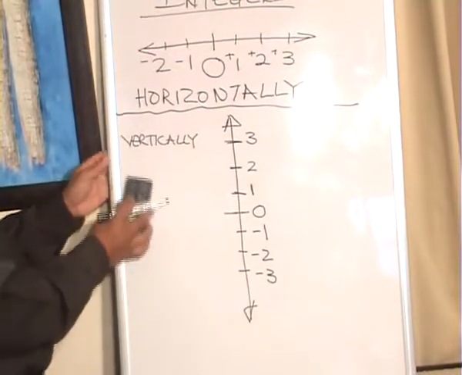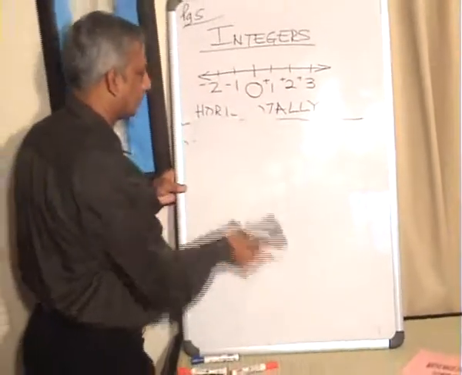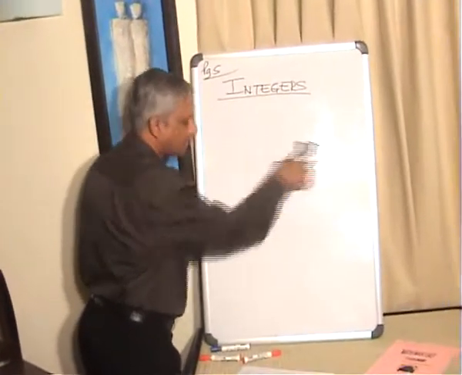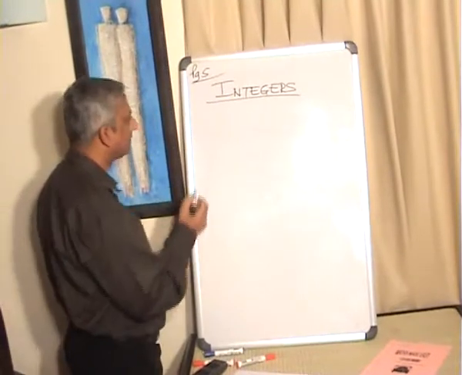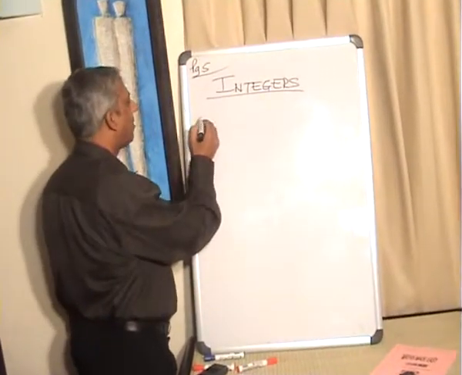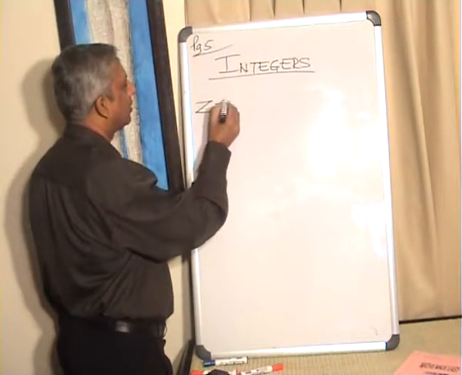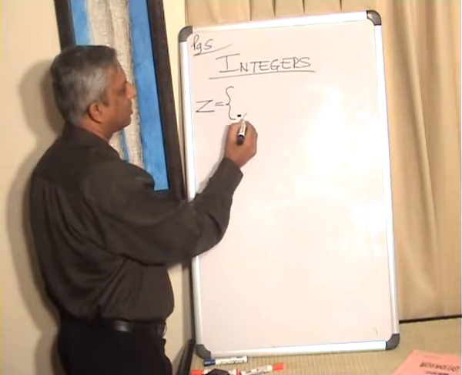Now, integers can also be shown in a set. So now I'm going to show you how to write integers in a set. And we are still on page 5 of your guide. Now the small letter for integers is called z. So we say z is equal to, and then we put down 3 little dots here.